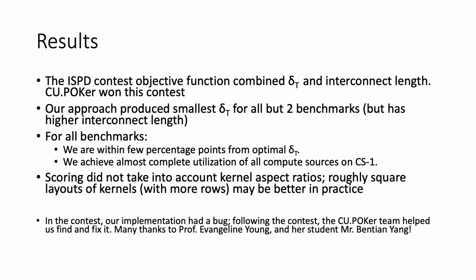And we can get almost complete utilization of all compute resources on the CS1, so we're not wasting very much space. The packing that we're doing with horizontal strips and just lining up is not costing us anything in the utilization. We don't pay a penalty for this. If the scoring function took into account the kernel aspect ratios, I think our approach would fare much better. Roughly square kernel layouts with more rows may be better in practice.